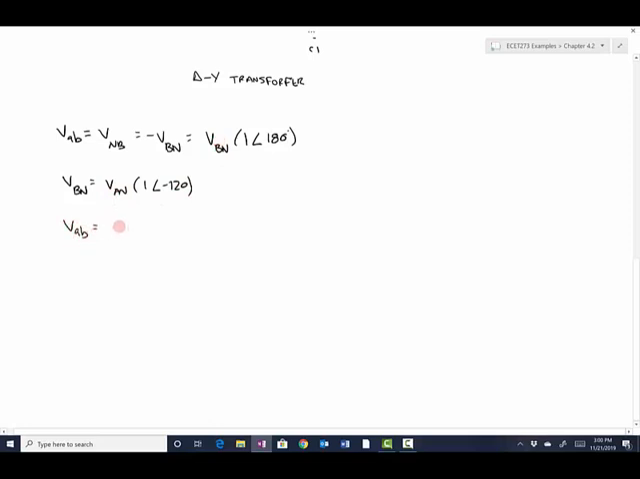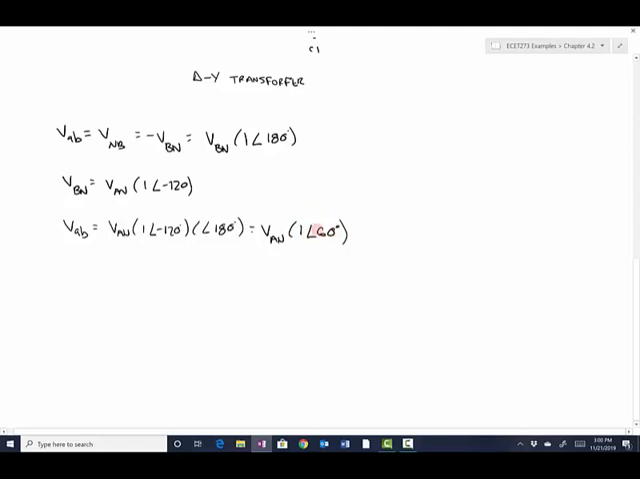VAB is equal to VAN at 1 angle negative 120 degrees times 1 at angle 180 degrees. And so if I multiply those two together, I just get VAN times 1 at angle 60 degrees. So I put an input voltage on VAB, and my output voltage, if I measure from VAN, is going to be 1 at angle 60 larger. So it's going to lead by 60 degrees right there.